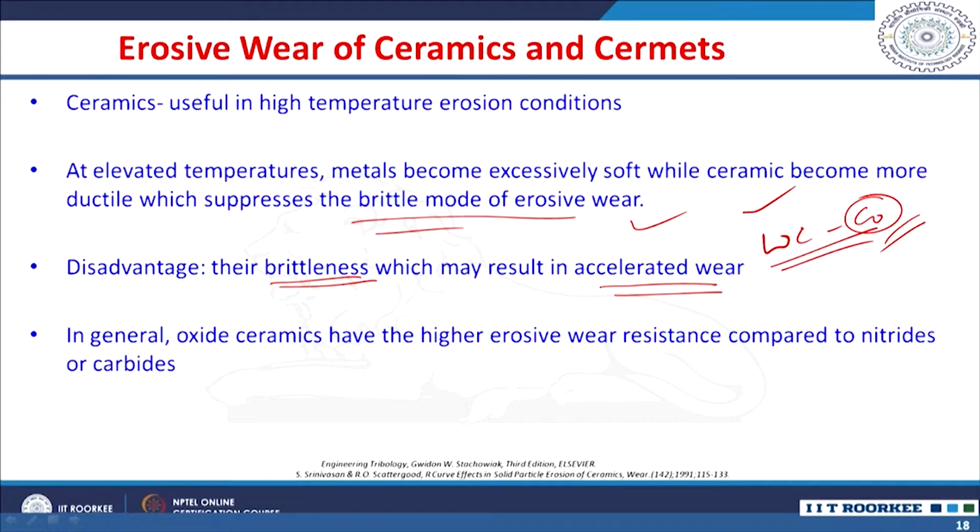So, this tungsten carbide cobalt is a very popular hard material used as cutting tools, where you can find less erosive wear. In general, oxide ceramics have higher erosive wear resistance compared to carbides or nitrides. For example, aluminum oxide, zirconium oxide or zirconia toughened alumina oxide ceramic materials have higher erosive wear resistance compared to silicon nitrides or silicon carbides.